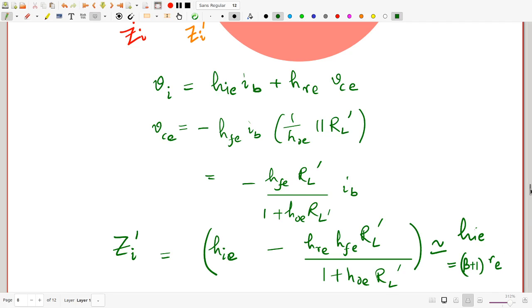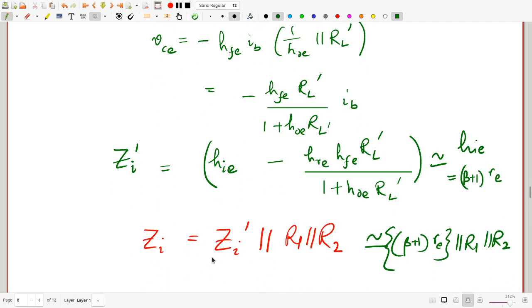Now that we have ZI prime, how do you get ZI? You just take the parallel combination of ZI prime with R1 parallel R2, and if you are using the approximate version, you are going to get back the original result, beta plus 1 RE parallel R1 parallel R2. When I say original result, I mean the result that we had derived near the beginning of this video. That of course was derived under the approximation that HRE and HOE are negligibly small. So even if we do the full calculation and then neglect HRE, HOE, we are going to get back the same result.